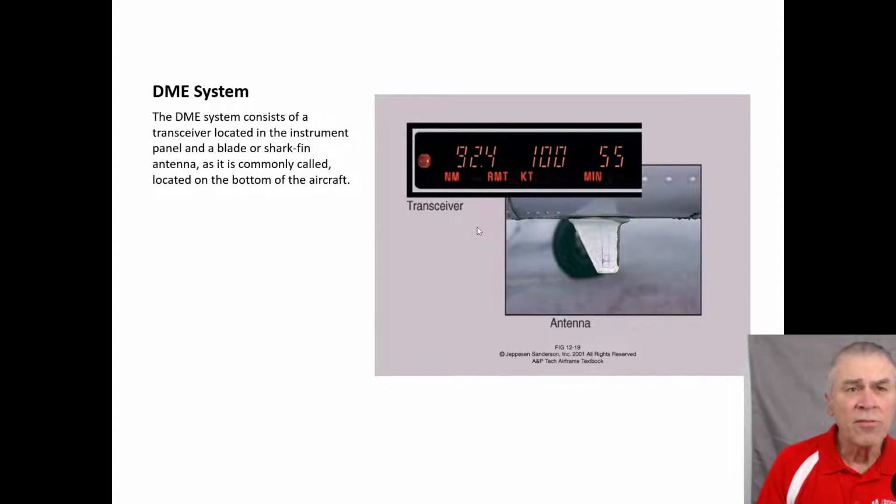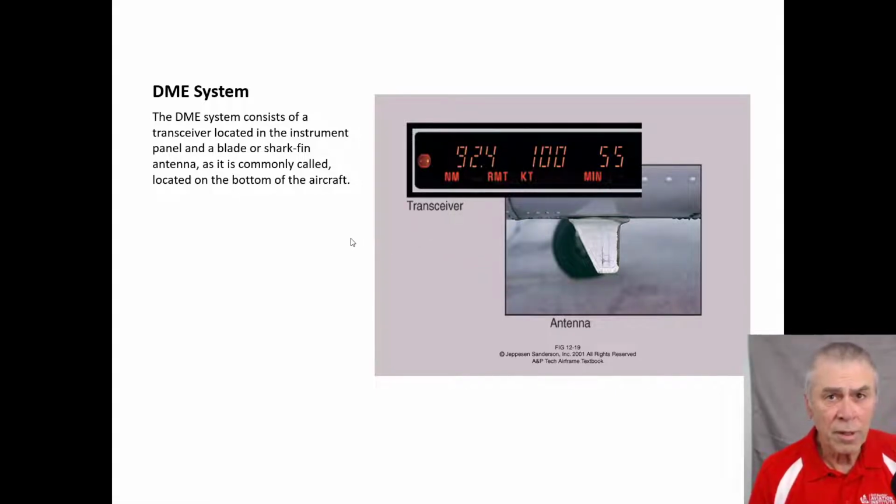It consists of equipment here. What do we have? We have an indicator, or I guess the indicator is part of the receiver transceiver. And the antenna looks like a little shark fin on the underbelly of the aircraft. All right, so there's not much to the system components. So therefore, they probably will not ask you what are the components of a DME system.